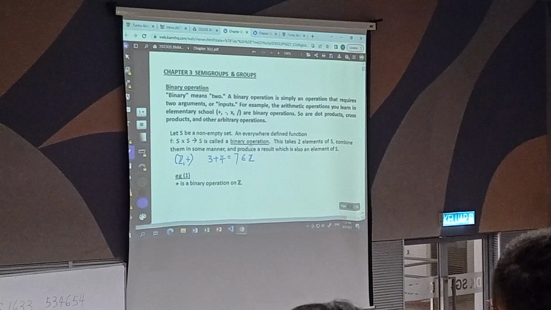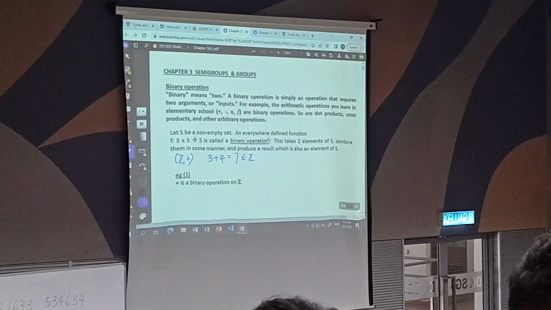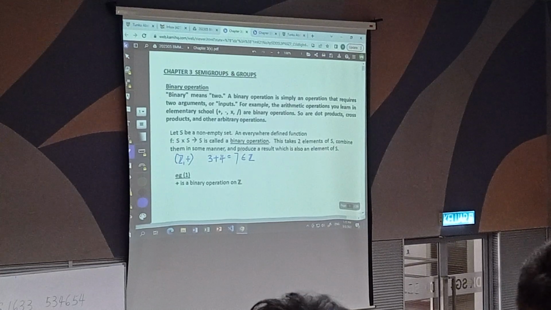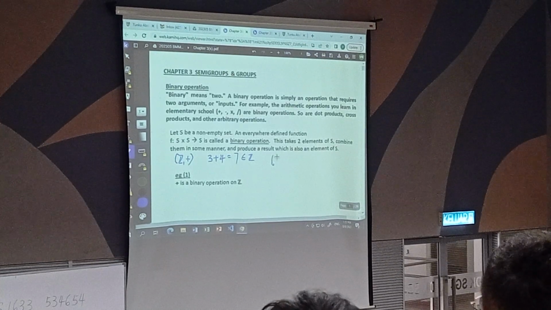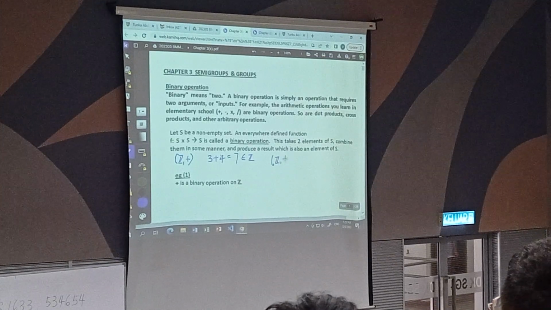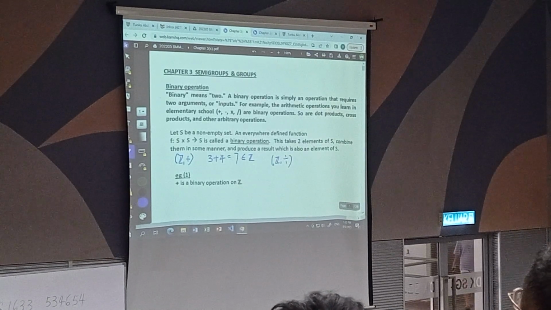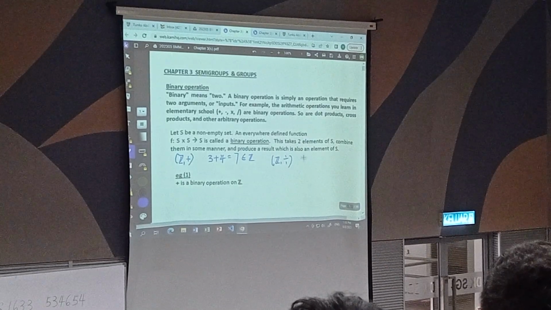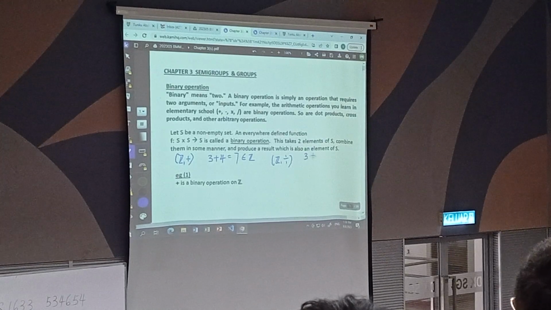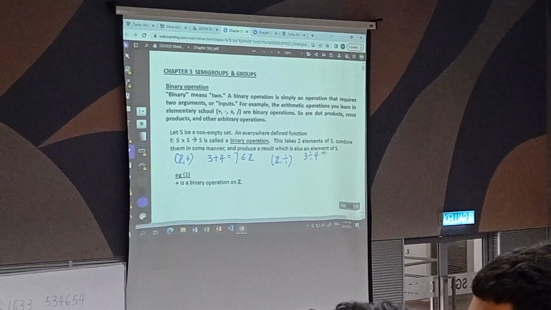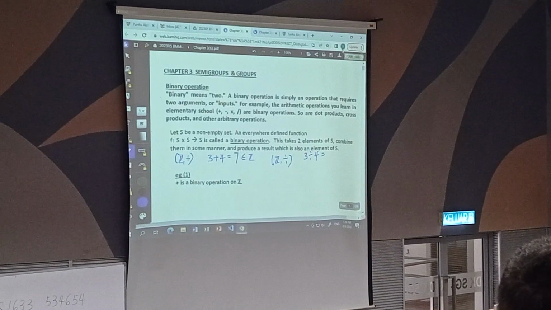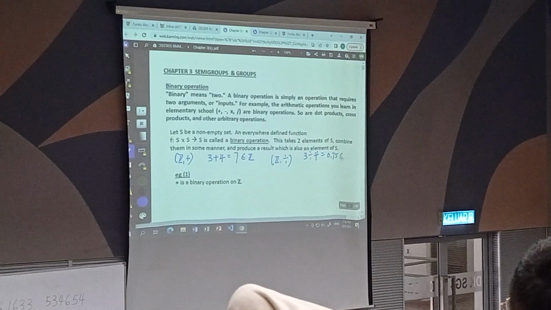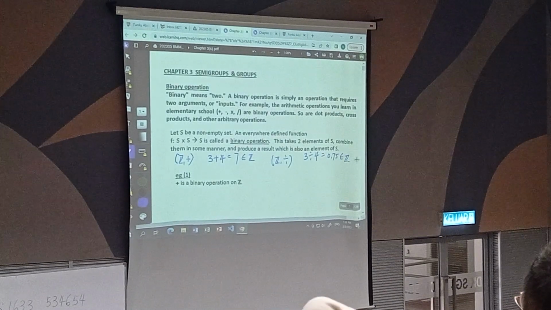Okay? Now, when will it not be valid? Let's say I still use the same set of integers, but now I change the operator to divide. If I take any 2 integers and I divide them, let's say I have 3 and 4, 3 divides 4, what is the answer I get? 0.75. Can I say this belongs to the set of integers or not?